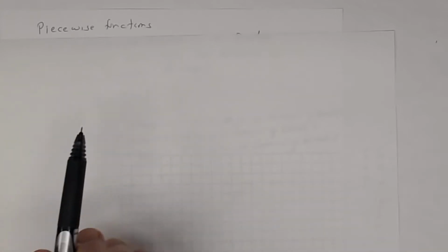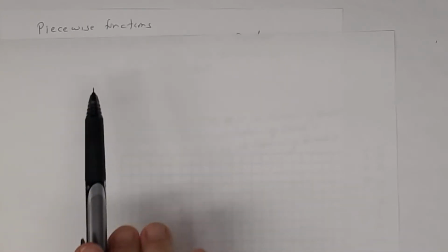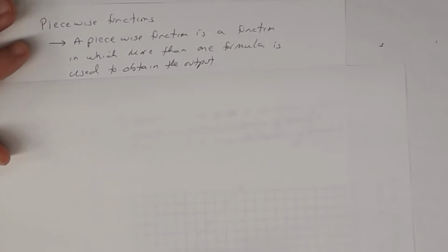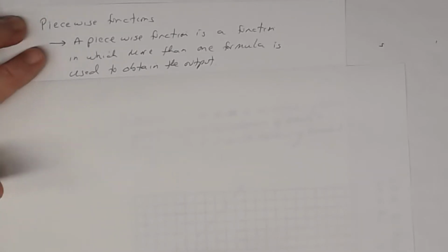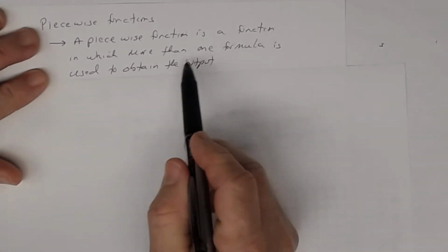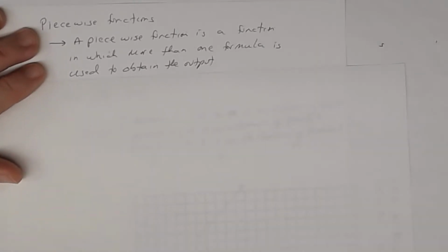In this lesson, we're going to look at graphing piecewise functions. And so with regards to piecewise functions, let's define what a piecewise function really means. A piecewise function is a function in which more than one formula is used to obtain the output. Remember, the output is the y-coordinate. And so it'll look like this.